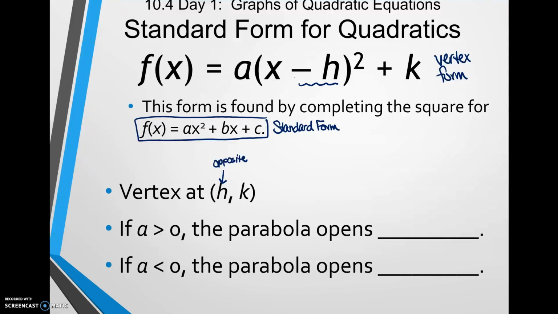In both of these forms, the a value in the front, if a is positive, the parabola opens upward, so it looks like a U. If a is negative, the parabola opens down, so it's a hill shape.